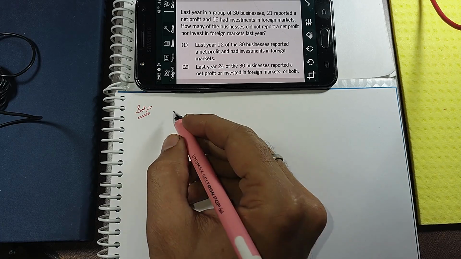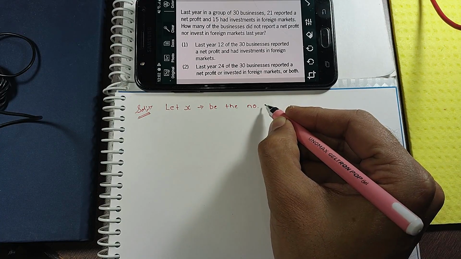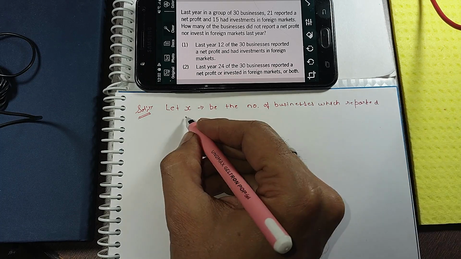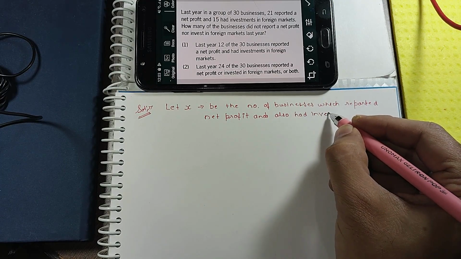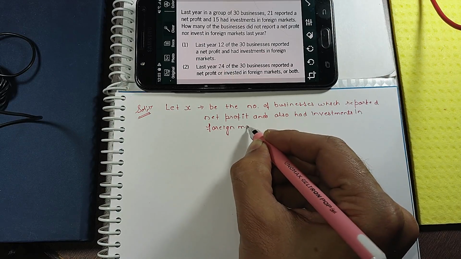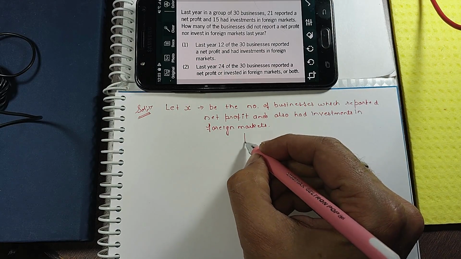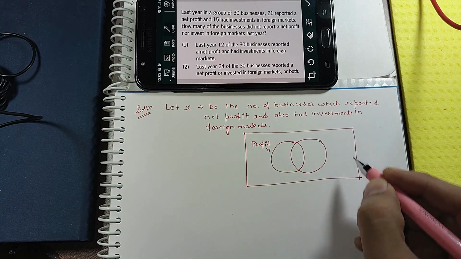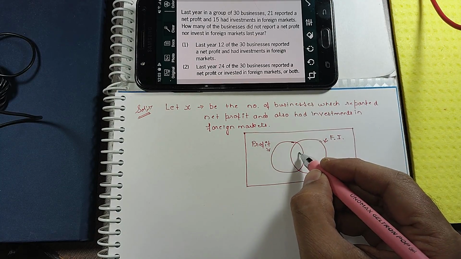So let us suppose, let X be the number of businesses which reported net profit and also had investments in foreign markets. So basically we have both the features. Let us suppose that be X. Now let us draw a Venn diagram. Let this circle represent profit and this circle represent foreign investments. Fine. So we have supposed that this is X.